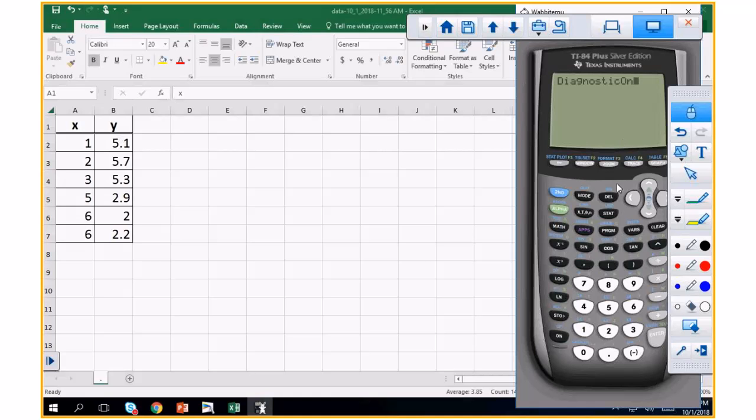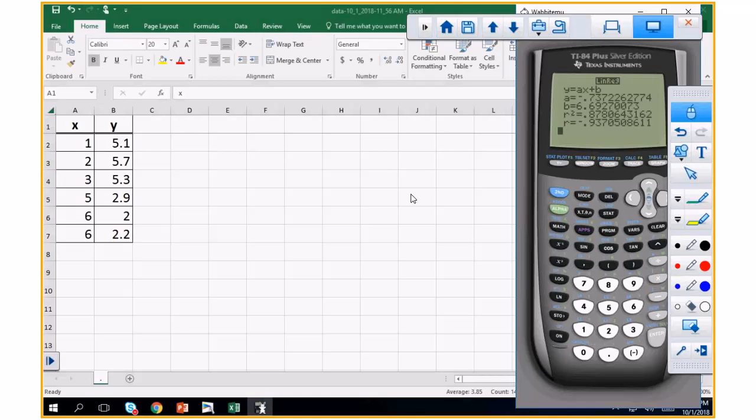Now, go back and hit stat, calculate, and then go down to number 4, linear regression. And go to calculate, and write down that information. Because that is the information you're going to need to find your trend line. Now I'll show you how to graph it in just a minute.